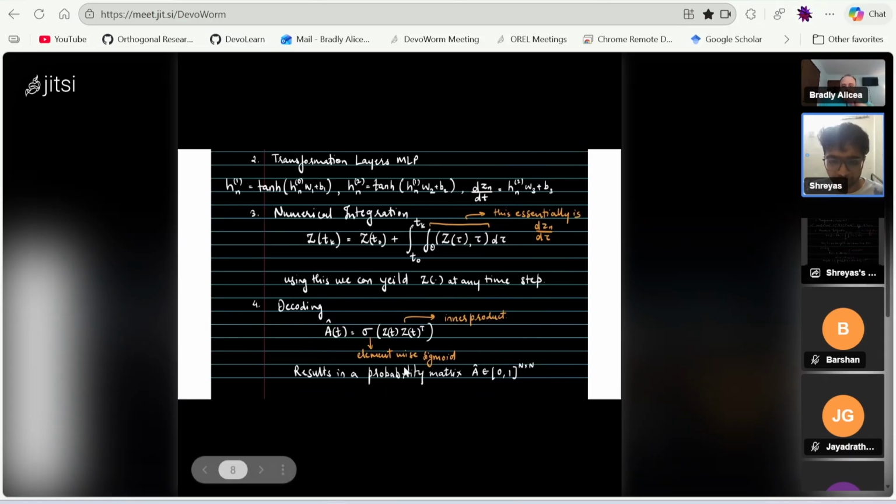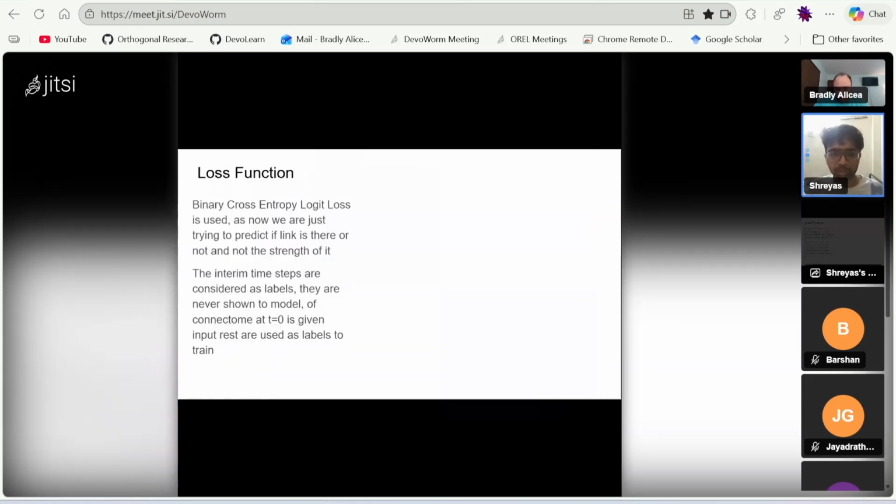Decoding is basically an inner product. If you take z(t) inner product with another z(t), with an element-wise sigmoid, like I have 225 z(t)s, then I'll take the inner product of each one with each one. So basically I'll have 225 C 2, as in selecting 2, that many inner products, and then I'll see how the vectors are correlated with each other. Then passing it through the sigmoid gives me a probability matrix of n cross n. So my output is a probability matrix n cross n, where each value is the probability of whether there's a connection between those neurons or not. So that is my output.